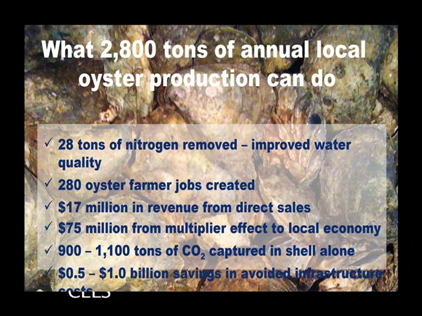So what do we get out of this? We get 28 tons of nitrogen removed, improved water quality, and the TMDL, or the sentinel threshold rather, being reached. You generate 280 oyster farmer jobs, $17 million in direct revenue, and $75 million in the multiplier effect to the economy. You get over 1,000 tons of carbon dioxide sequestered in the shell. So we're pulling CO2 out of the atmosphere, out of the water, and sequestering it.